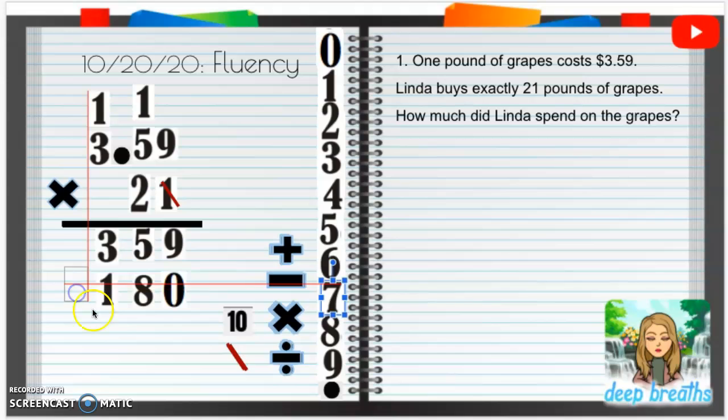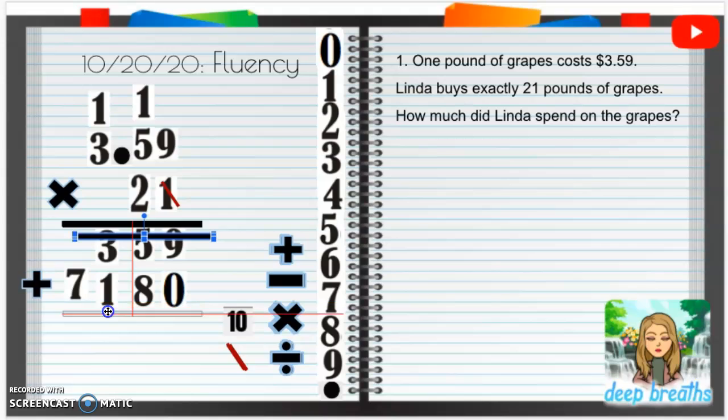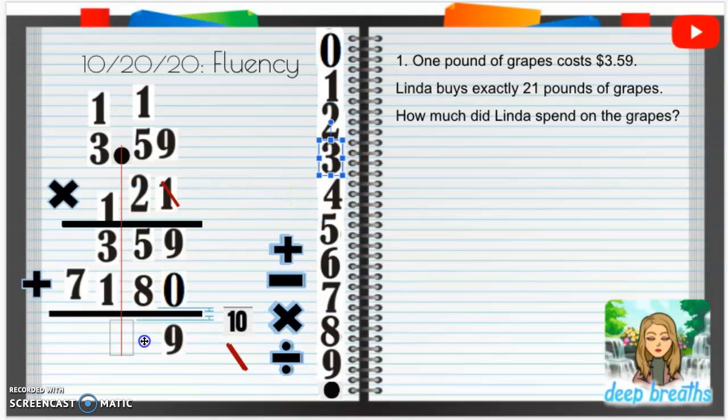Now, am I done? No, we have to add these up. I'm going to actually make a copy of this. All right, so we are going to add them now. 9 plus 0 is just 9. 5 plus 8 is going to be 13. So I'm going to carry that 1, drop that 3. 3 plus 1 plus 1 is 5. 7 plus 0 is 7.